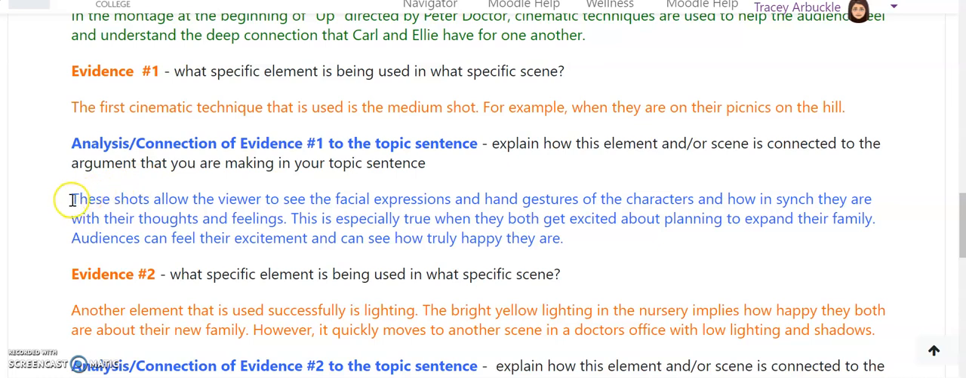So what I'm going to say is, these shots allow the viewers to see the facial expressions and hand gestures of the characters and how in sync they are with their thoughts and feelings. This is especially true when they both get excited about planning to expand their family. Audiences can feel their excitement and see how truly happy they are. So I'm connecting with the audience and I'm connecting with how in love these 2 are.